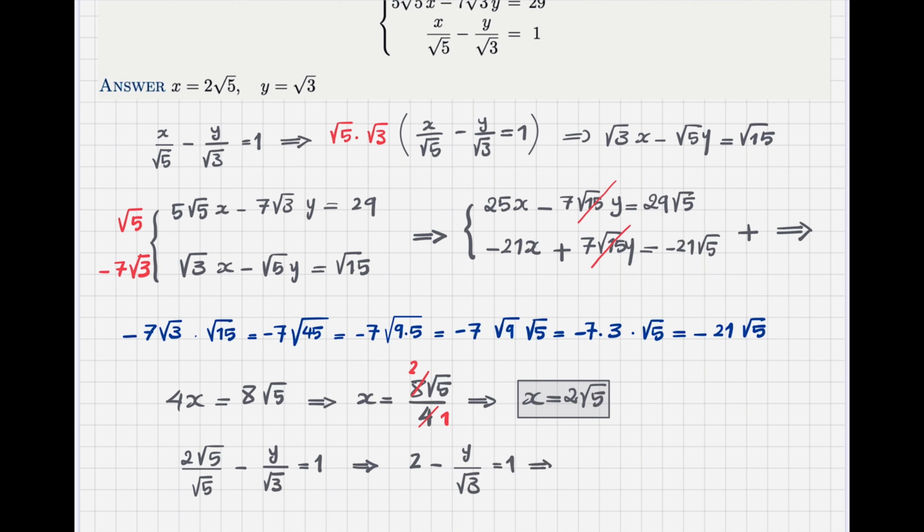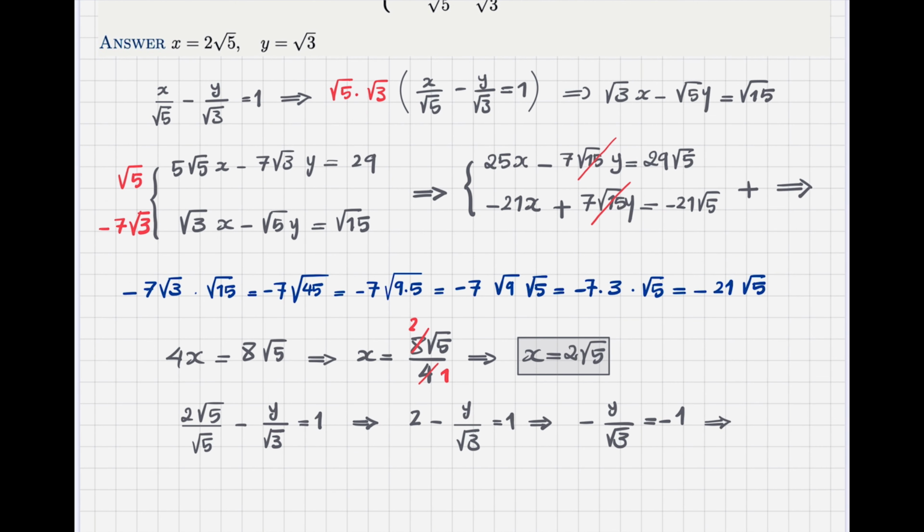Then I will move this 2 to the right. It becomes negative 2. 1 minus 2 is negative 1. But then I want to find y, so I have to multiply both sides by negative square root of 3. If I do that, the left hand side becomes just simply y. The right hand side, minus the square root of 3 times minus 1, becomes the square root of 3. So that would be the answer to y.